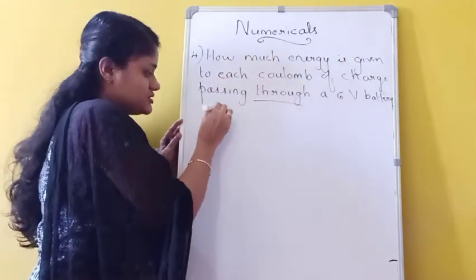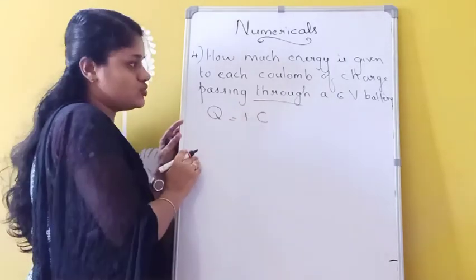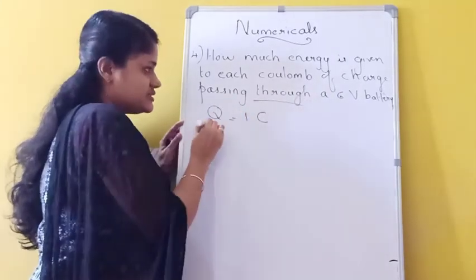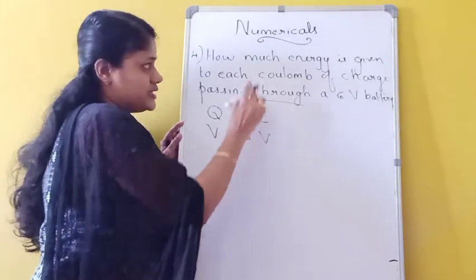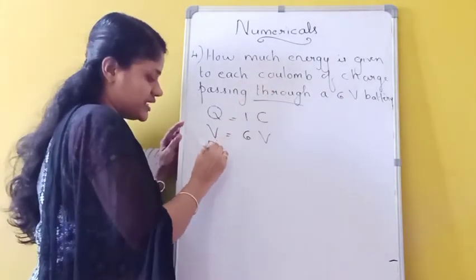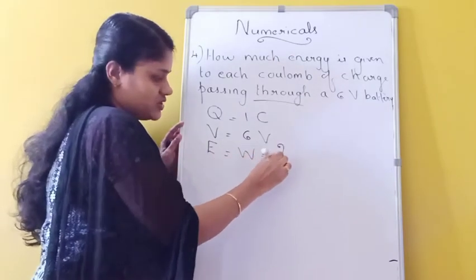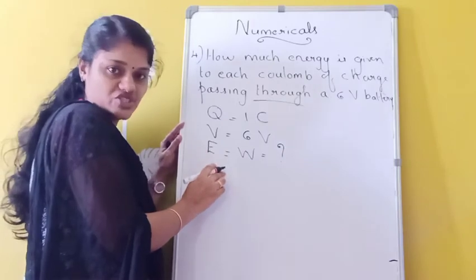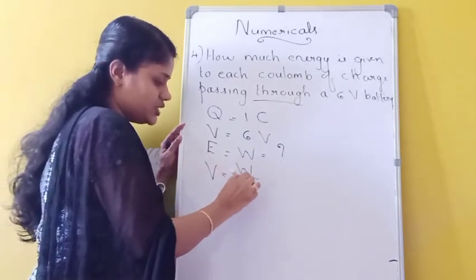What is the charge here? Each coulomb means 1 coulomb. So charge equals 1 coulomb, and potential difference, symbol V, is given as 6 volt, and we have to find energy. Energy is equivalent to work done, so both are same. So we have to find work done. We know the formula for potential difference: V equals work done per unit charge.